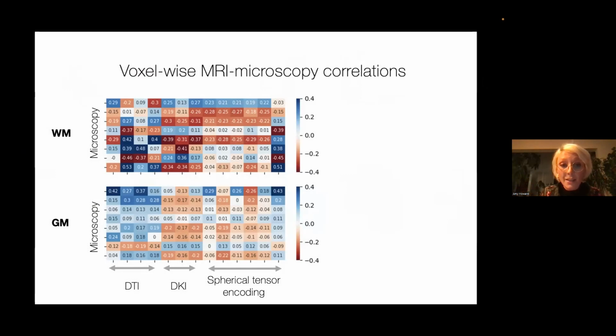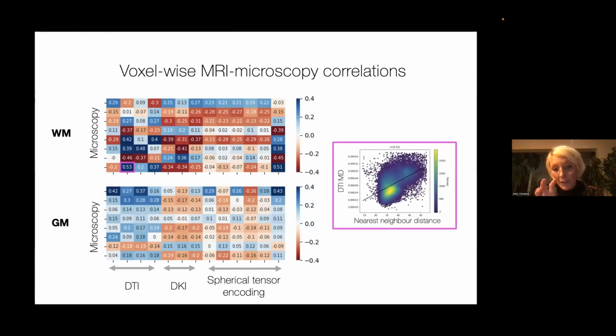So we can instantly see that the MRI has variable sensitivity to these different microstructural features, and we can start to pick out specific relationships, such as the DTI MD seems to have a strong correlation with the nearest neighbor distance of cell bodies within the white matter. Of course, there's a huge amount of information in here we can then go in and probe.